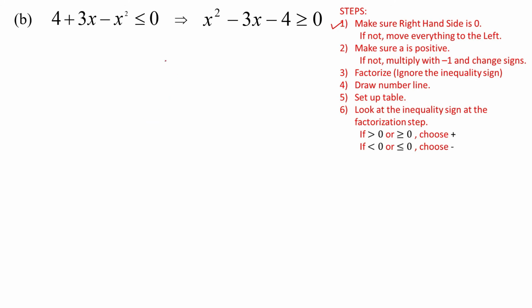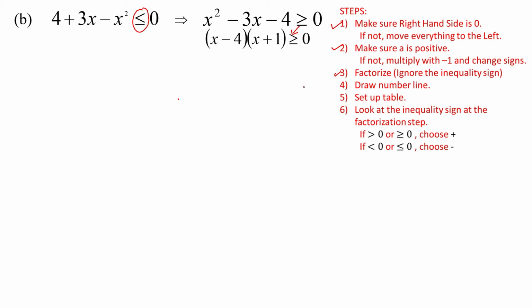You change the inequality sign. So from less than 0, less than and equal to 0, will become greater than and equal to 0. Second step is done. Next step, factorize. So just factorize. Just copy the latest inequality sign here, and then draw your number line.